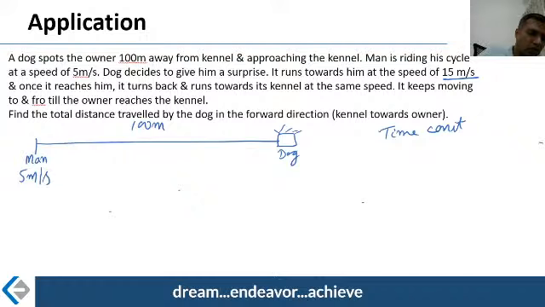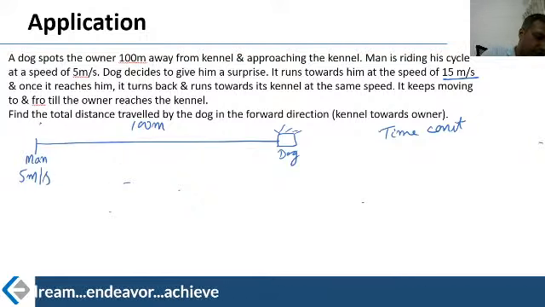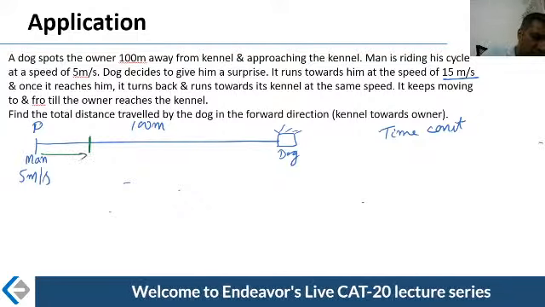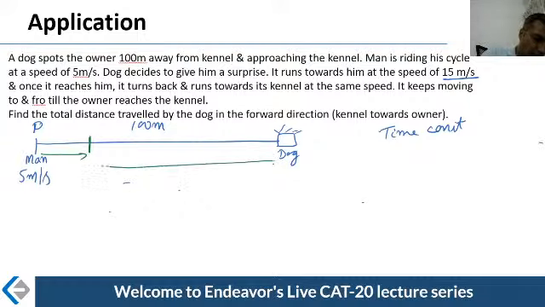See, technically what this dog is trying to do is spot the man. Assume this point is P. It spots the man at P. It runs and meets the man at Q. The man has come till here, and at that point in time, the dog has traveled till here. It met him at Q. Then it turned back and went back to this particular house. That is the first journey.